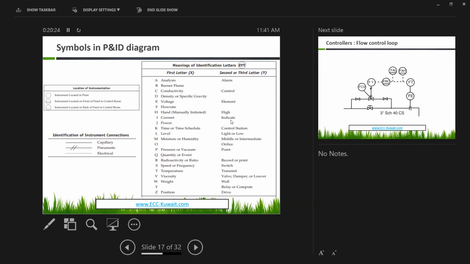It's a gauge showing the temperature, maybe on the plant, on the front of panel in control room or back of panel in control room. This depends on the lines here: the continuous line, the vacant circle or dashed line circle. I think this is very clear, and I will give many examples to show how we can draw the control for each process variable.